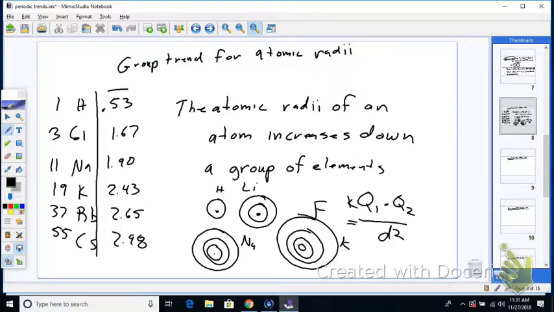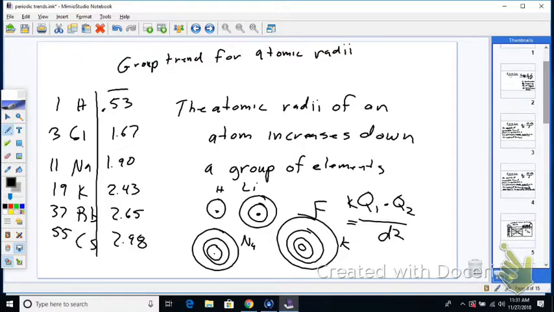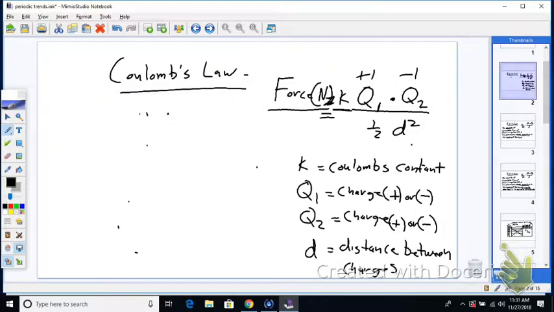Coulomb's law would say, hydrogen has 1 proton, 1 electron. Cesium has 55 protons and 55 electrons. What happens to the charge in Coulomb's law that kind of goes against that reasoning? So if you said, oh, it's because of Coulomb's law, because as you increase the charges for electrons and protons, that causes the atoms to get bigger in size. That doesn't make any sense, does it?